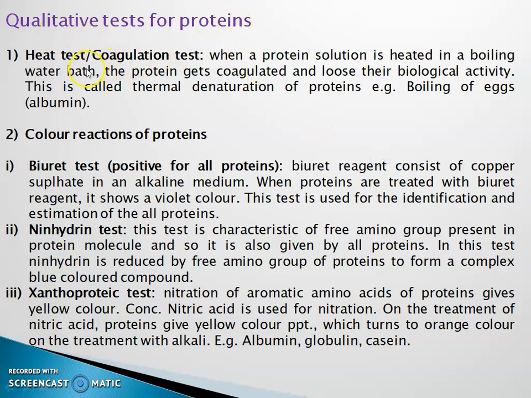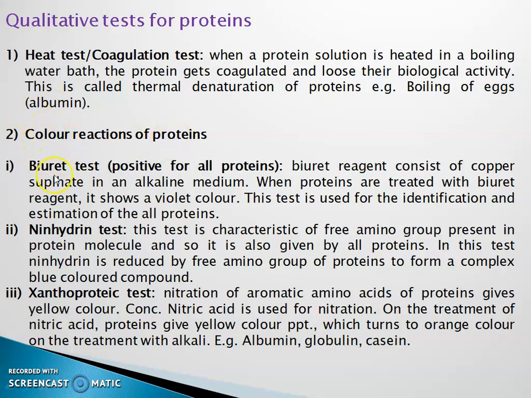Qualitative test of proteins: heat test or coagulation test. When a protein solution is heated in a boiling water bath, the protein gets coagulated and loses its biological activity. This is called thermal denaturation of proteins. Example: boiling of eggs. In eggs there is a protein called albumin.